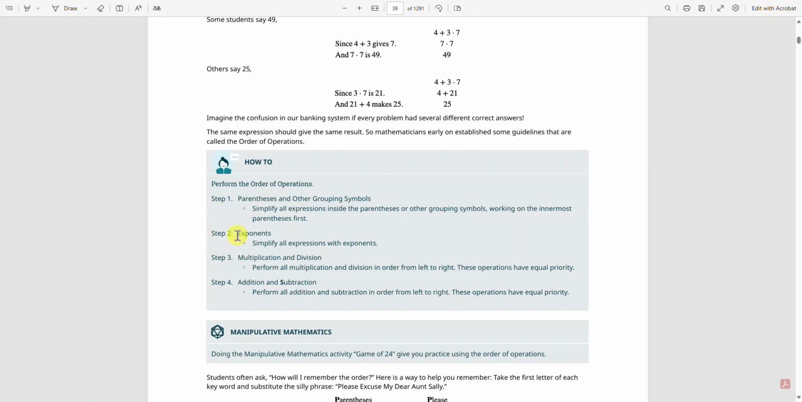Step 2, simplify all expressions with exponents. Step 3, multiplication and division. Perform all multiplication and division in order from left to right. Notice it doesn't say perform all operations from left to right. It says perform multiplication and division from left to right. And then lastly, perform all addition and subtraction in order from left to right. So we start with anything in parentheses, then exponents, then multiplication and division, then addition and subtraction.